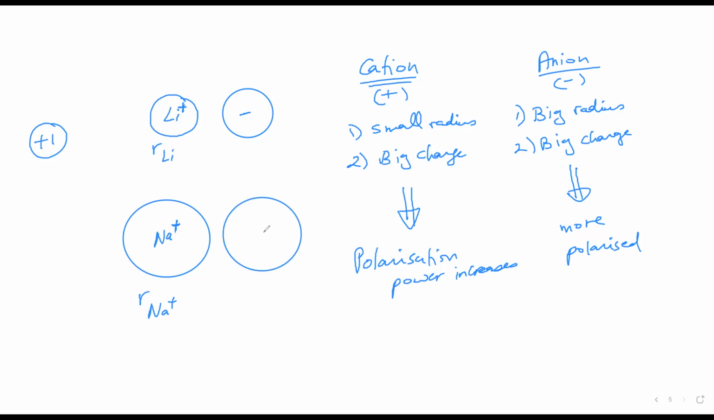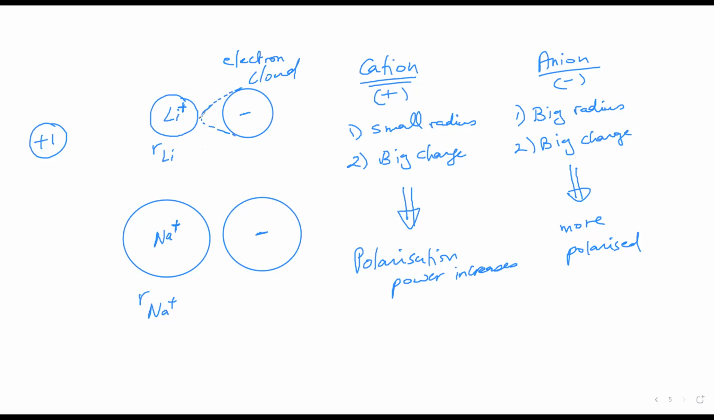Now here we have a negative ion. The smaller the radius of the positive ion, and of course the bigger the charge, we will see that this positive ion has the capability of pulling the electron cloud, the electrons. We call the electrons the electron cloud. It has the ability to pull the electron cloud of the negative ion towards itself.